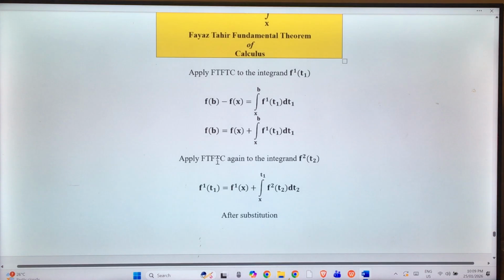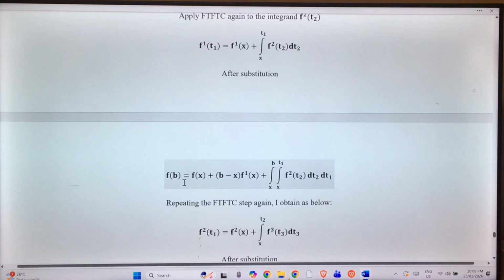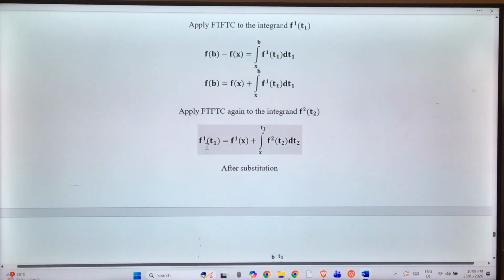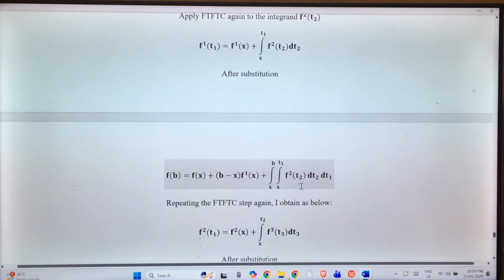Apply FTC again to the integrand f2(t2). So f2(t2) is the one power derivative less, f1(t1) is equal to f1(x), like this one, plus. So after substitution, f(b) is equal to f(x) plus (b minus x) f prime (x). When we substitute this one here and integrate, we get x, and then we put the limit x to b, we get (b minus x) f prime (x) plus and so on.